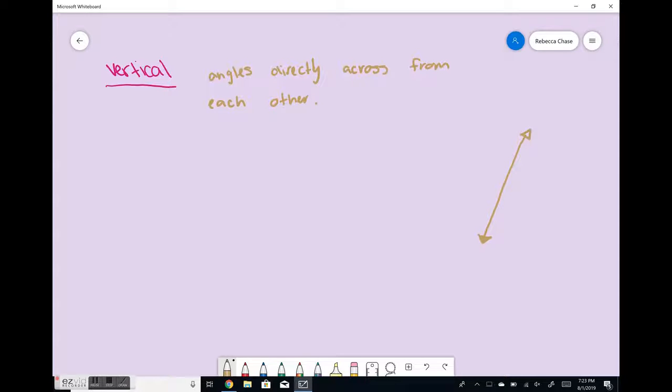So in order to have vertical angles, you have to have two lines crossing. It doesn't matter how they cross, and it doesn't matter what the angles are that are formed, but they have to be crossing like this. So if I have 1, 2, 3, 4, vertical angles are the angles that are directly across from each other. So angles 1 and 2 are vertical angles, and angles 3 and 4 are vertical angles.